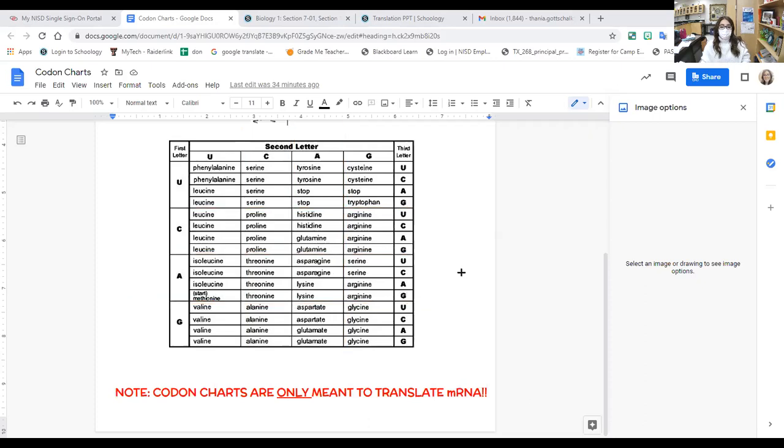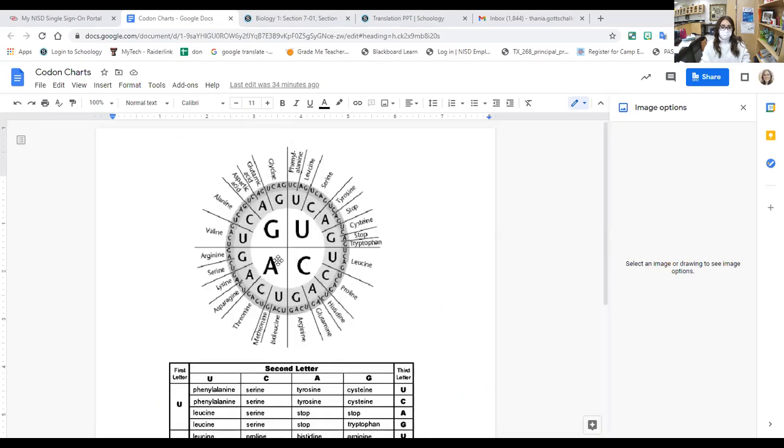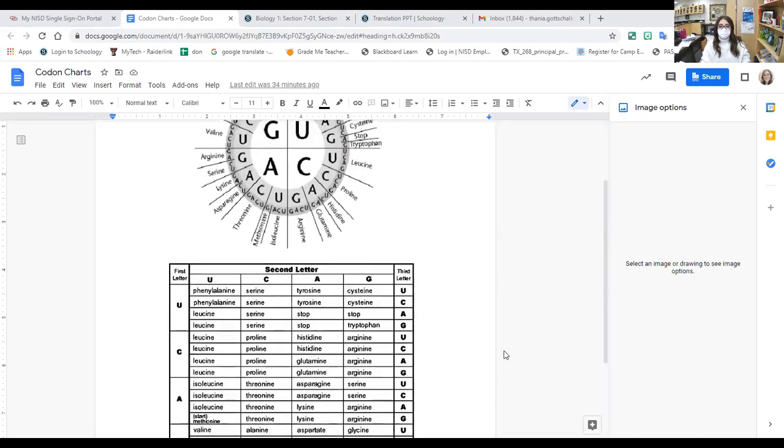If you are looking at the circle, here's how we read the circle. Your first base, A, is in the middle, and then you're going to work your way out of the circle. A, U, G, methionine. Use whichever one works best for you.